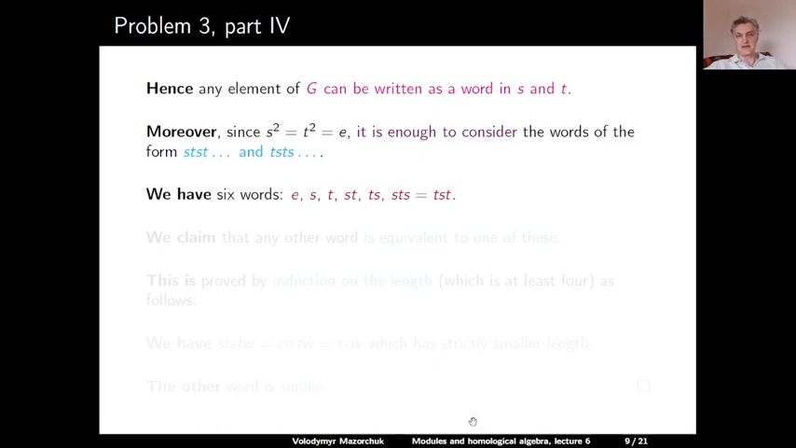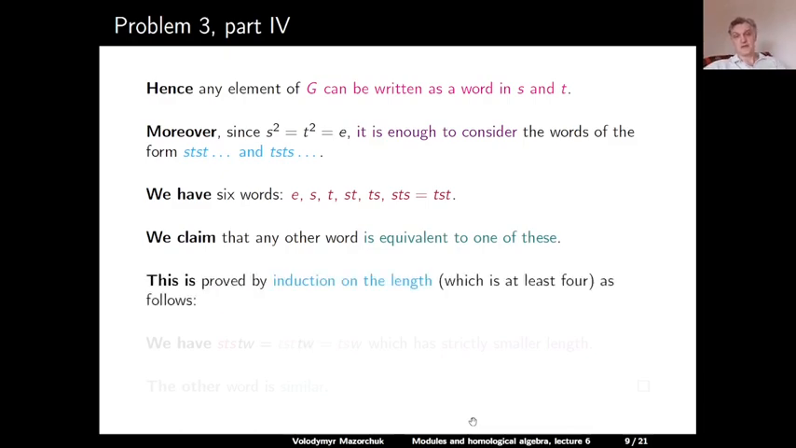Of course, we have the first 6 words: the identity, S, T, ST, TS, and then STS. And we know that by our last relation STS is equal to TST. And we claim that any other word is equivalent to one of these. We prove this by induction on the length of the word. So assume that we have some word of length greater than 3, which starts with STS, and then something. The first 3 letters STS, using the last relation, can be rewritten as TST. So this word is equal to TSTW.